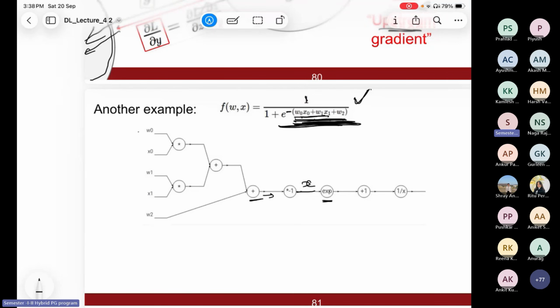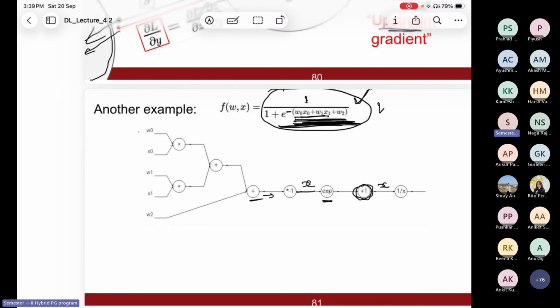Now add 1 plus 1. And then finally you have to divide this term. Suppose this is x. Whatever you got, let us assume that this is x. So now you just divide 1 by x, and that will give you this whole stuff. Okay. Now this part is clear. The forward pass is very well done.